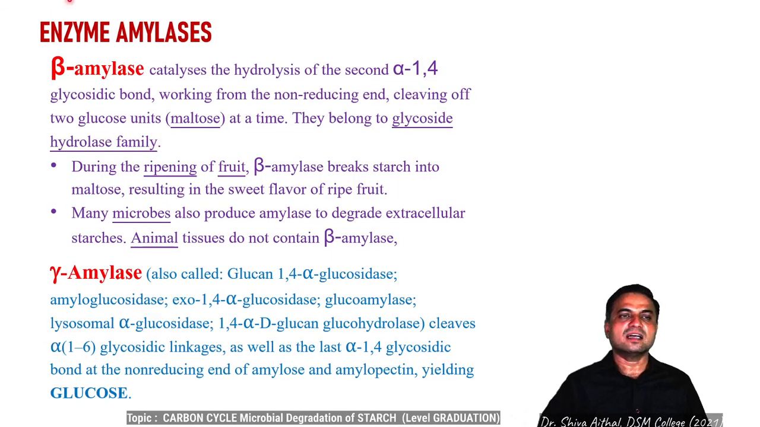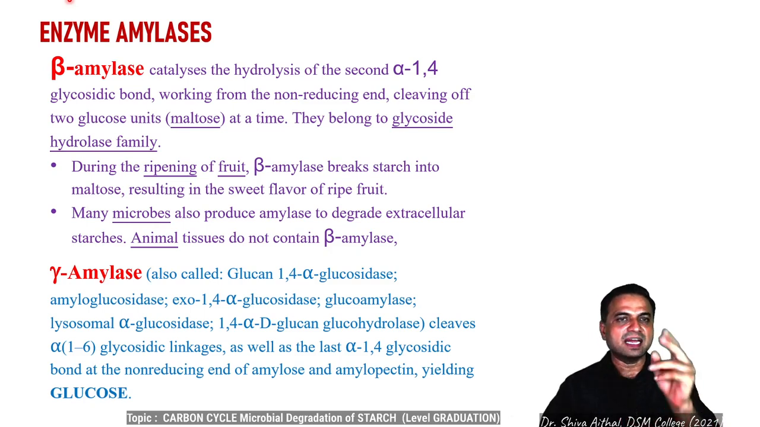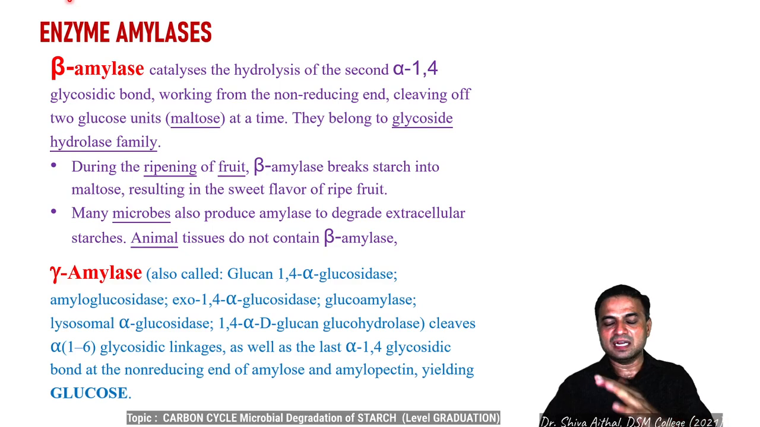Beta amylase is the second class of enzyme, present in fungi and bacteria as we have seen, but it is not present in humans. It catalyzes the hydrolysis of the second alpha 1,4 glycosidic bond, working from the non-reducing end, cleaving off two glucose units every time. So whenever beta amylase acts on starch, it will give rise to maltose, because they belong to the glycoside hydrolase family, which are well known hydrolases. The best example of this is the ripening of a fruit. When a fruit ripens, beta amylase in the fruit breaks the starch into maltose, and it results in the sweet or ripe flavor of the fruit.